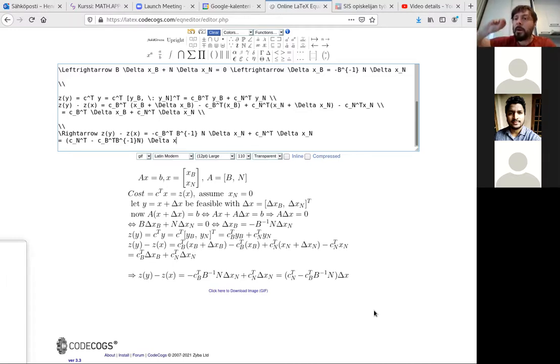They can only move in one direction. They can only become positive from 0. But if all these coefficient components, determined by the Cn transpose minus Cb transpose B inverse N, that's a vector, and if all those components are positive, then the cost function can only increase if we change this delta x, if we change those null components, those 0 components. If we move any of them up, then what happens to the cost function? It increases.